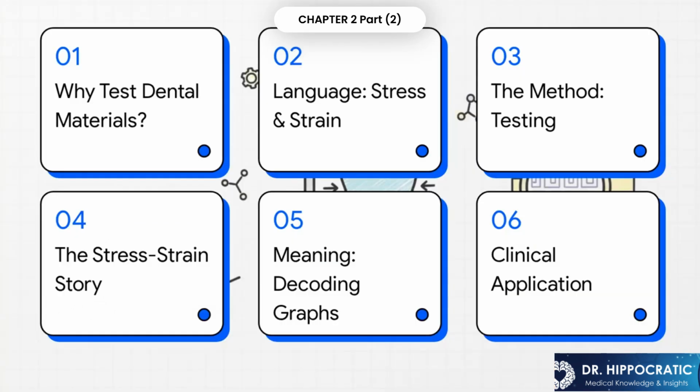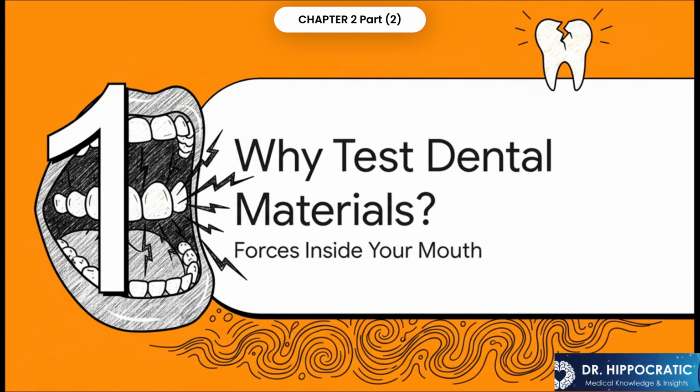So here's our game plan. We'll start with the big why. Why even bother testing these materials? Then we'll get into the language with stress and strain. After that, we'll see how the tests are actually done, and we'll build the single most important graph in all of material science. And finally, the best part, we'll figure out what that graph is telling us and connect it right back to what you do in the clinic. So, let's start at the beginning.